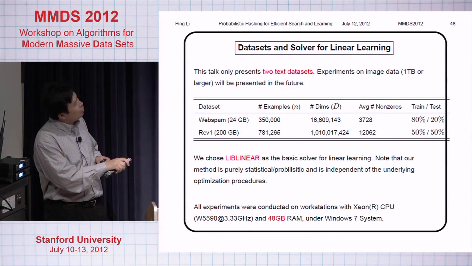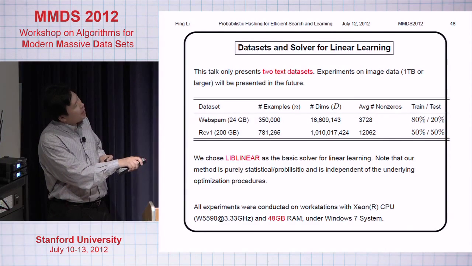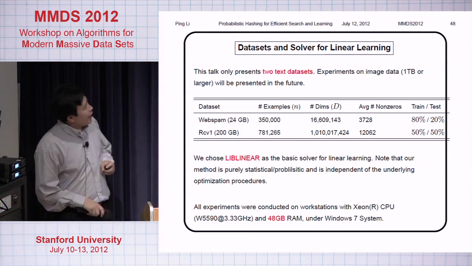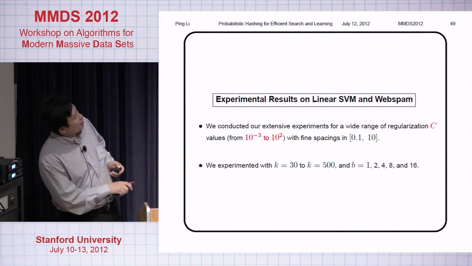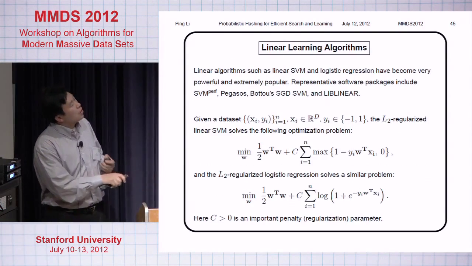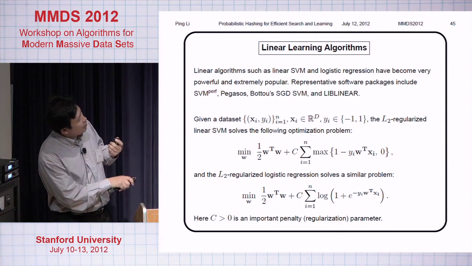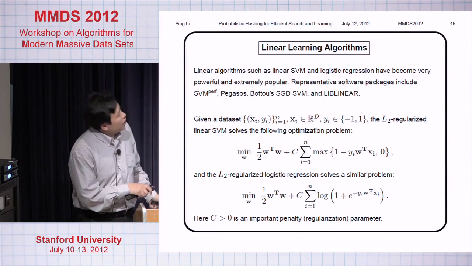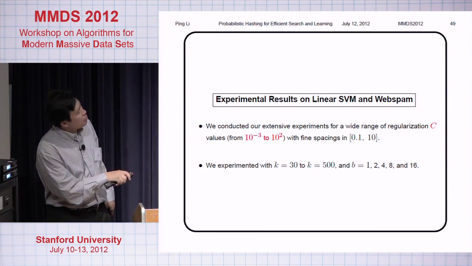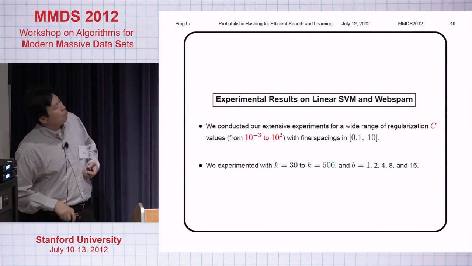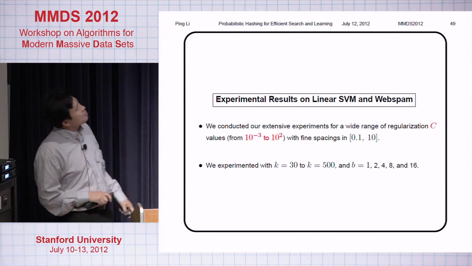Our data sets are two data sets, 24 gigabytes and 200 gigabytes. The first one has 16 million dimensions, the second one a billion dimensions. Remember in logistic regression, we have one parameter C. All the experiment results will be presented in terms of C, the regression parameter. We try C from 0.001 to 100, and we experiment with 30 to 500 permutations, and 1, 2, 4, 8, and 16 bits. So this is the experiment.